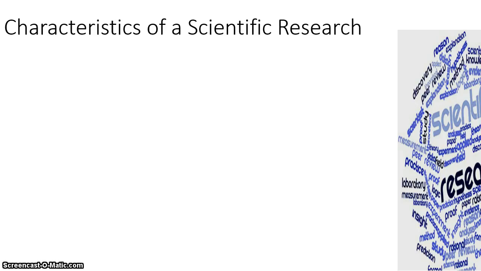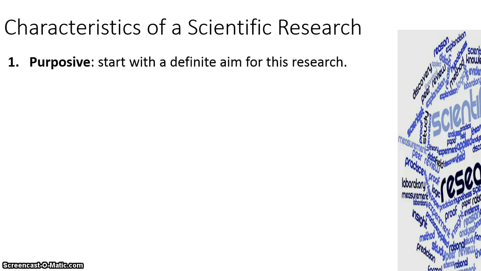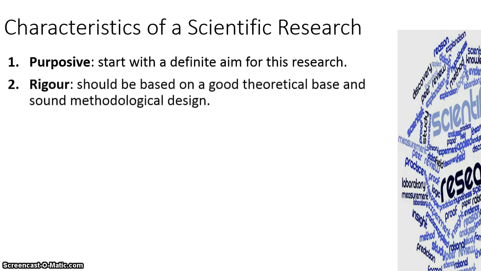Characteristic of a scientific research. Number 1. Purposive. Start with a definite aim for this research. Number 2. Rigor. Should be based on a good theoretical base and sound methodological design.